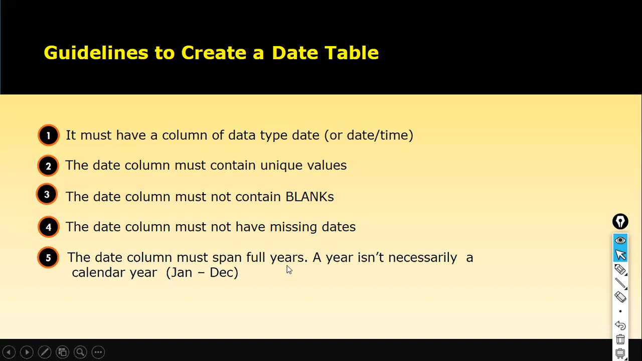It should span full years. The year is not necessarily the calendar year; it can be your fiscal year also. The calendar year is January to December. In the US, the fiscal year is also the same, January to December. But in India, it is April to March. So the current year April to next year March 31st.